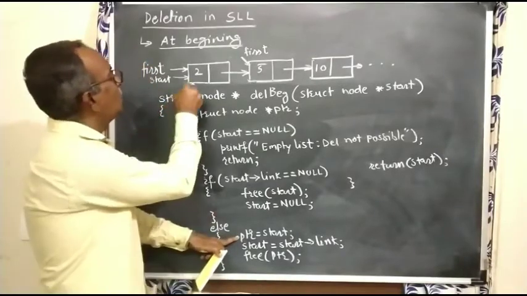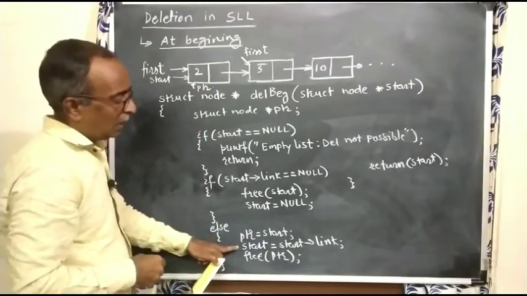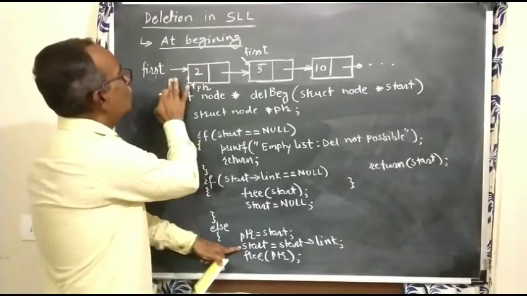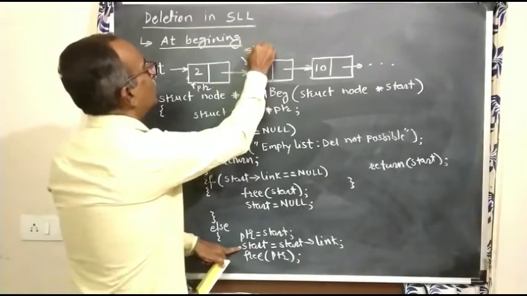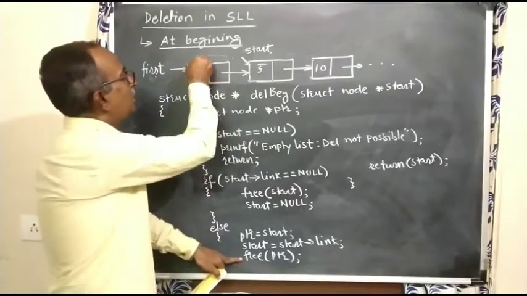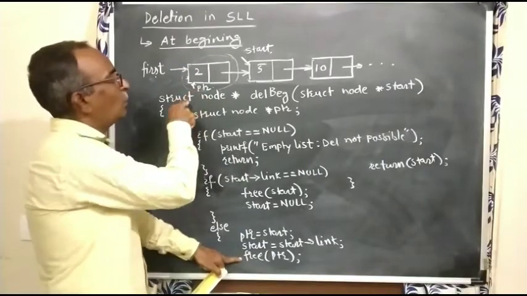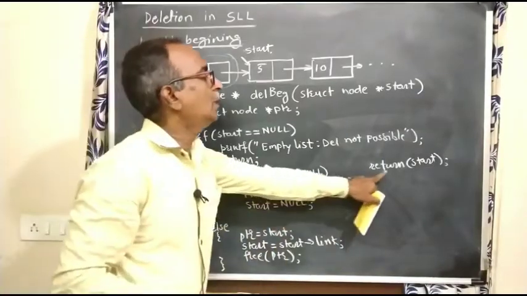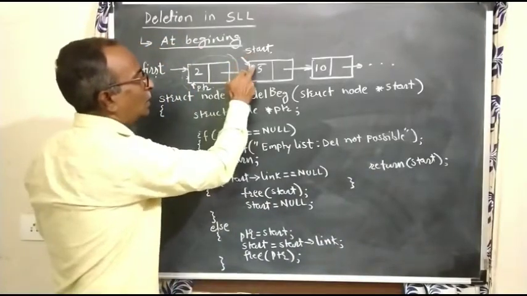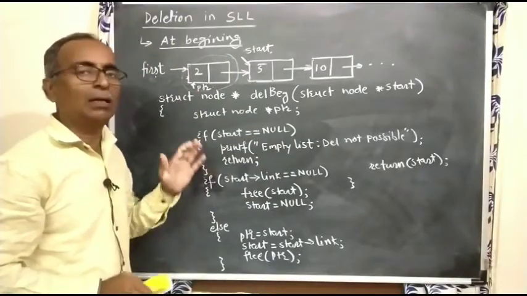Then ptr is given start. This ptr is given start. Then start link, start is moved. Start will point to this node. Then free pointer, this is freed. The memory which is pointed by the pointer is freed. Then return that start. So this starting address we are returning back. This is all about it.